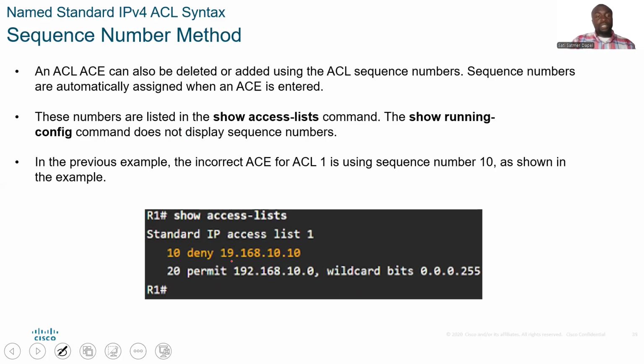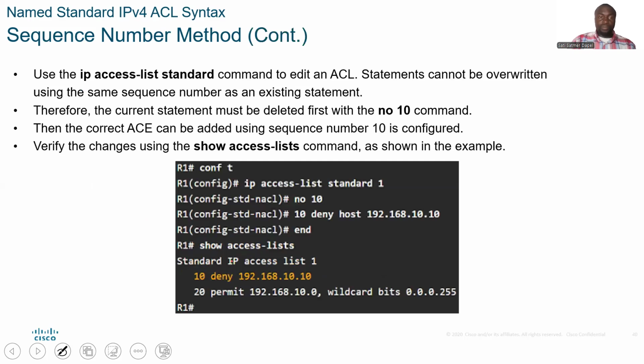Now, the other method is by using the sequence number method. An access control list's entries can also be deleted by using access control list sequence numbers. Sequence numbers are automatically assigned when the access control entries are entered. Okay, because we said access lists run sequentially, so it gives them sequence numbers. These numbers are listed in the show access list command. The show running config command does not display the sequence numbers. All right, so that is it.